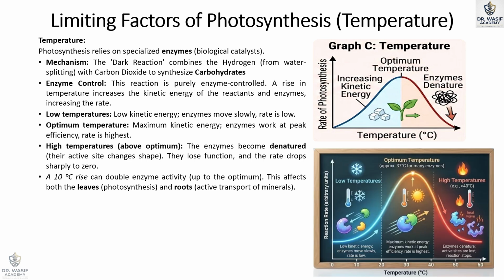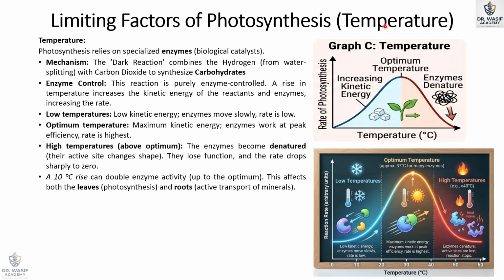Temperature is all about kinetic energy. At low temperatures, the molecules move slowly. There are fewer collisions between enzymes and their reactants, so the rate is very low. But when we reach an optimum temperature, this is the Goldilocks zone. The enzymes have maximum kinetic energy and work at peak efficiency. The rate of photosynthesis is at its highest.